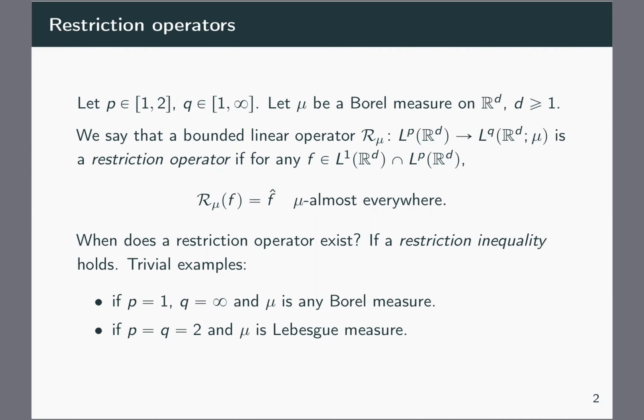So here are the trivial examples. At the one endpoint, if p is equal to 1 and q equal to infinity, then any Fourier measure mu works. We have Fourier restriction for any Fourier measure in that case. At the other endpoint, if p and q are both equal to 2 and mu is the Lebesgue measure, then the Fourier restriction problem is really just Plancherel's theorem.